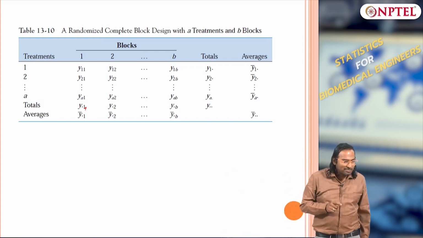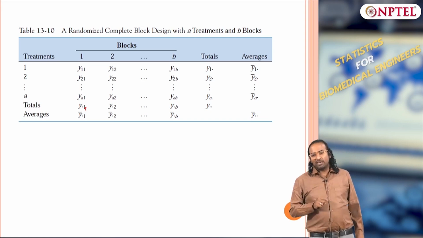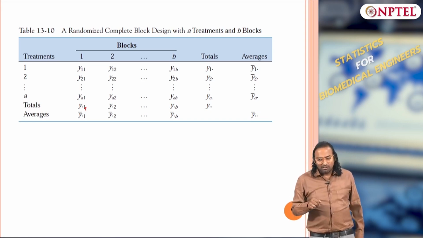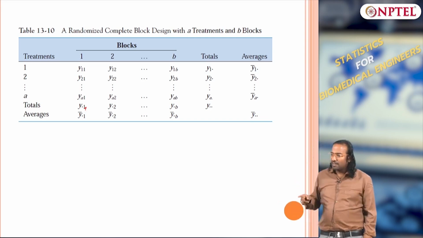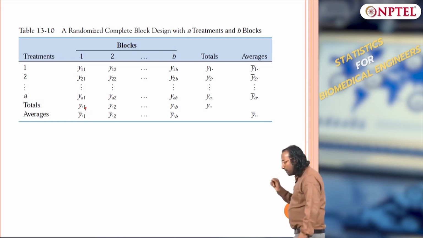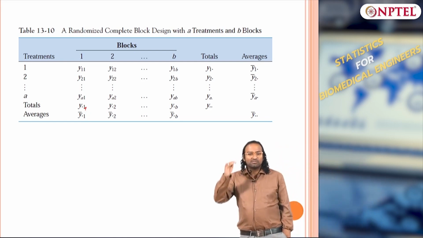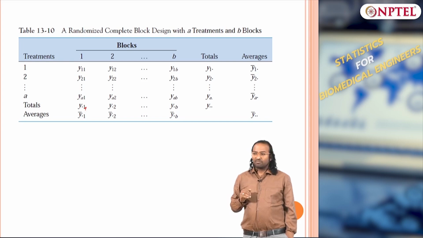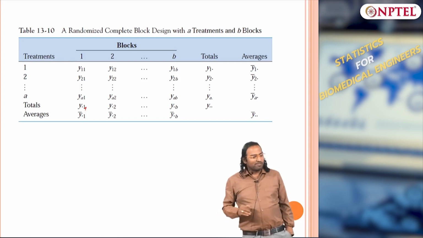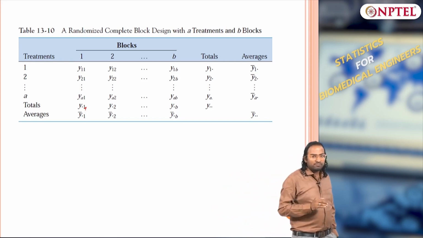So that is why blocking becomes very essential in order to prove or disprove your null hypothesis. If you know that there is an irrelevant variable and you do not block it, the mean squared error is going to increase. So that is the reason why we have to do blocking. Make sense?